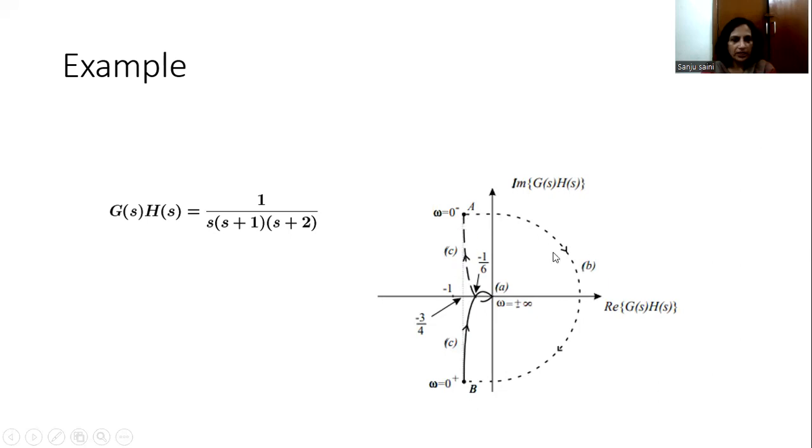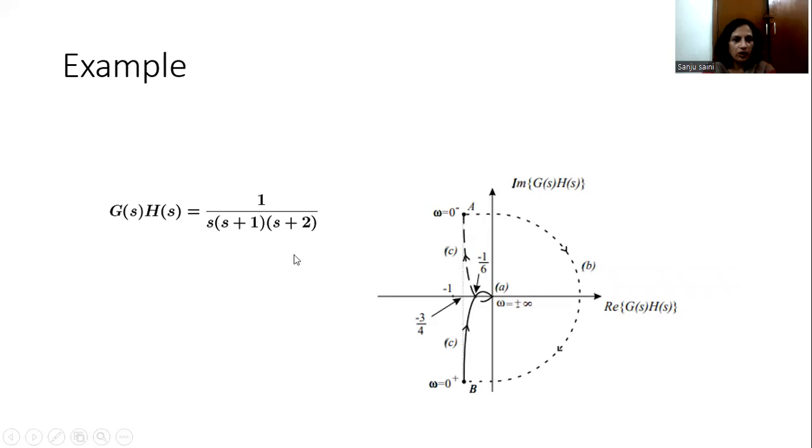So when we complete the curve, this is the complete Nyquist plot for this particular function. And this is the GSHS. In this case, we are having 3 open loop poles at S equal to 0, at S equal to minus 1, and at S equal to minus 2. So the system is open loop marginally stable because it is having a non-repeated root at the origin.